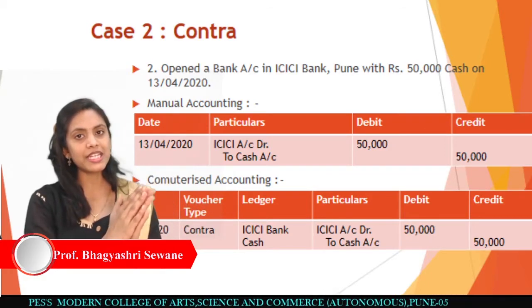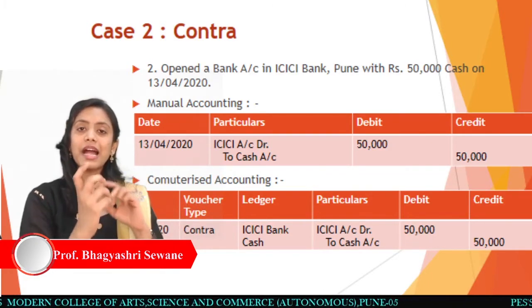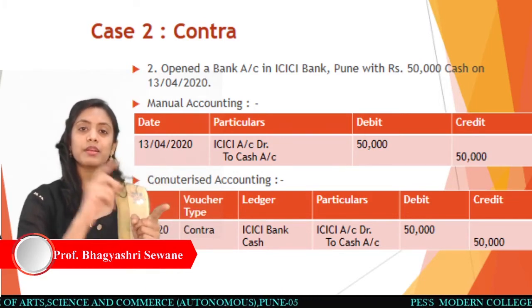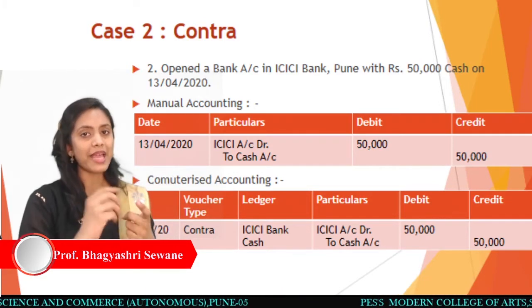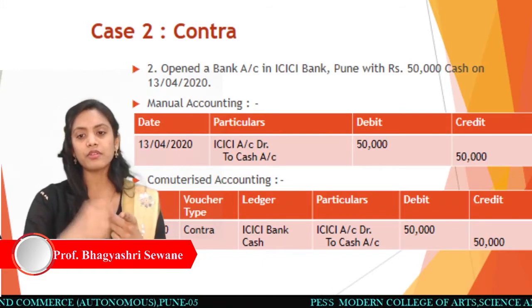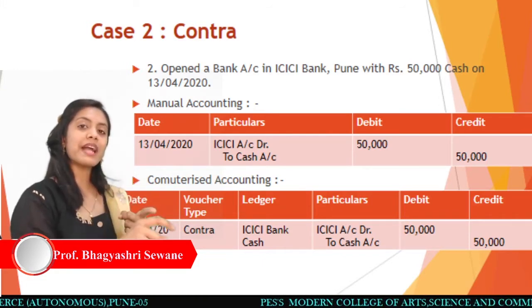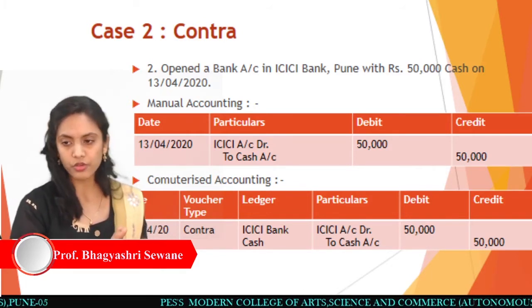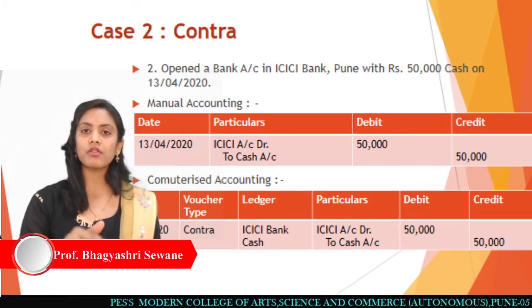So what will be the entry? Bank account debited to cash account. And this entry we have to do in Tally. For that purpose, which voucher is required? As you know, the nature of a voucher involves cash and bank. When cash and bank are involved, you just have to select the contra voucher. So I'm going to select the contra voucher in Tally.